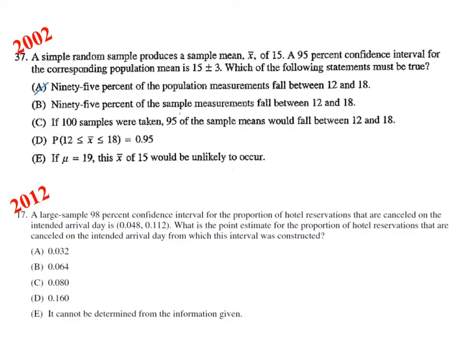Well, that is false. A 95% confidence interval is all about, in this case, saying I'm 95% confident the mean is between 12 and 18. That has nothing to do with the parent population. I don't know anything about that. I am only pretty sure of where I think the mean is.